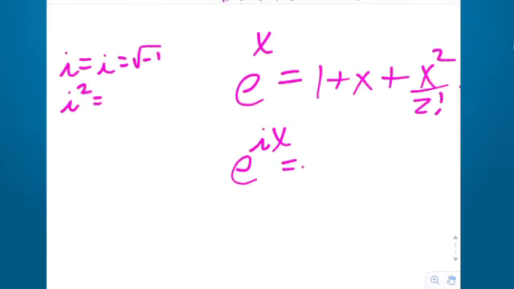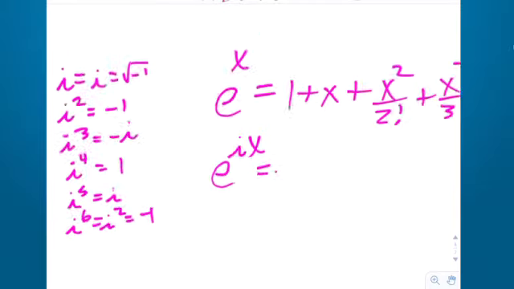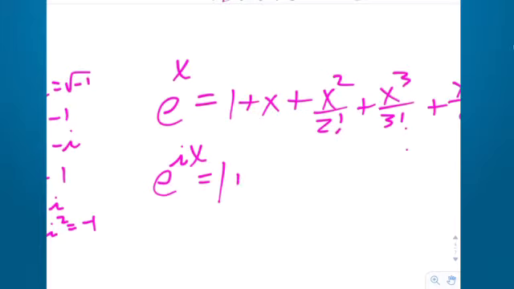I squared is negative 1. I cubed is negative i. I to the 4th is positive 1. And then it repeats, okay? I to the 5th is the same as i, bless you. I to the 6th is the same as i squared, which is negative 1. So they keep repeating. All right, so if I do that and simplify as we go, let's see what we get. We get 1, and then I get plus ix.